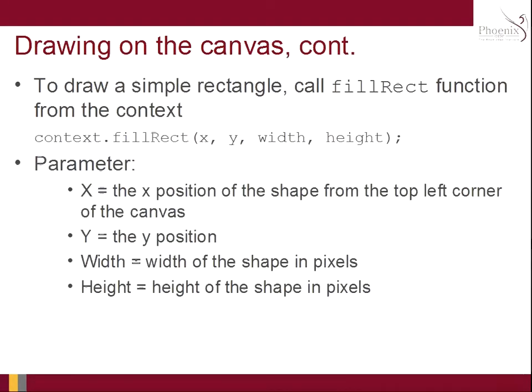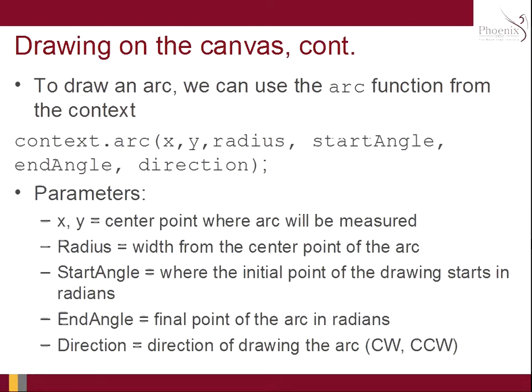Okay, so what if, instead of squares or rectangles, we want to draw circles? To draw circles on the canvas, we can use the arc function. The arc function accepts 6 parameters, but the x and y values here, instead of starting at the top left portion of the shape, would be the center point of the shape. So the center point is where I would be drawing the arc.